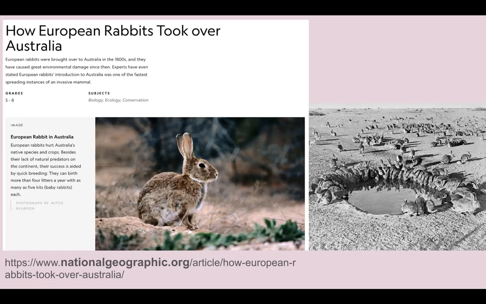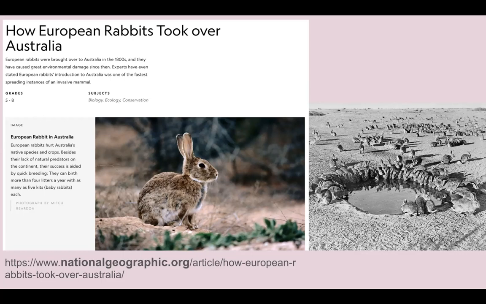They overgraze, and they're very adaptable because they have such a high reproductive rate. They can have 4 or more litters a year, and each litter will have between 2 and 5 kits, or baby rabbits. And farmers, apparently, have tried everything. They tried fencing, poisons, even pathogens.